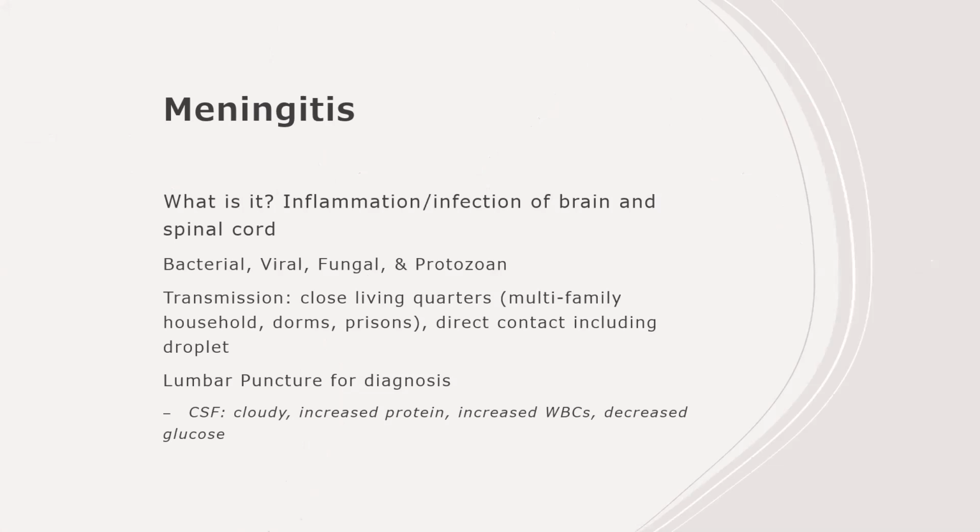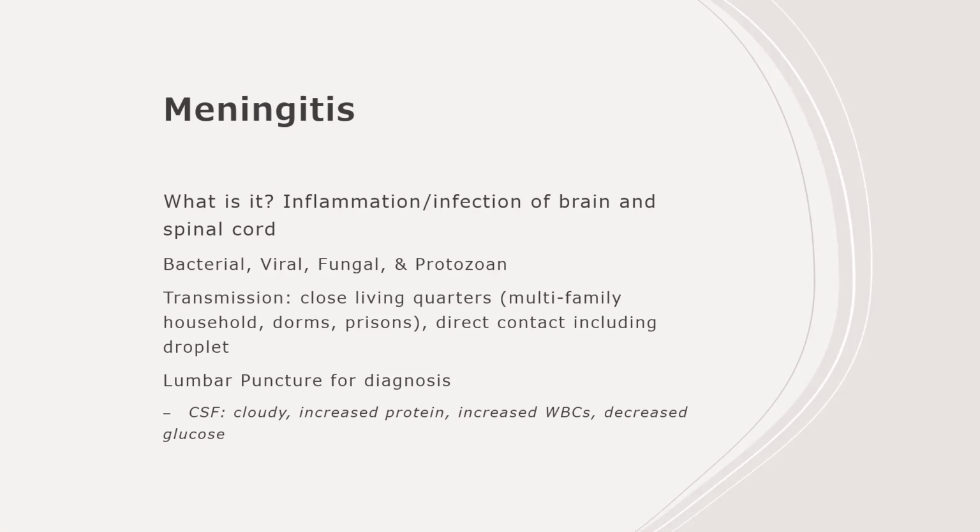Typically, it's transmitted in people that live in close living quarters. So college dorms, prisons, multifamily households, usually direct contact with the offending substance, and very commonly droplets, because you can imagine all that breathing going on, especially in the prisons, long-term care facilities, dormitories, etc. Lots of opportunity for transmission.